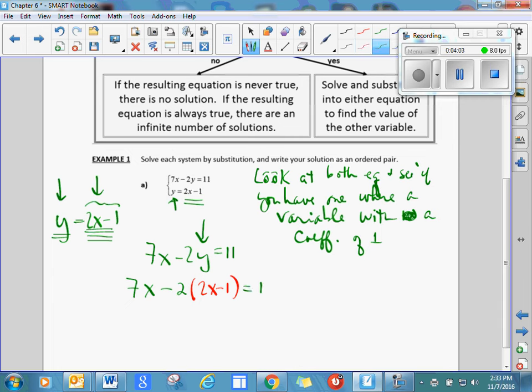And why, you might ask? When I do this, now I have all x's. I don't have two variables, and I can solve for x. So clearly I can distribute, and I get 7x minus 4x plus 2 equals 11. I left off my 11.